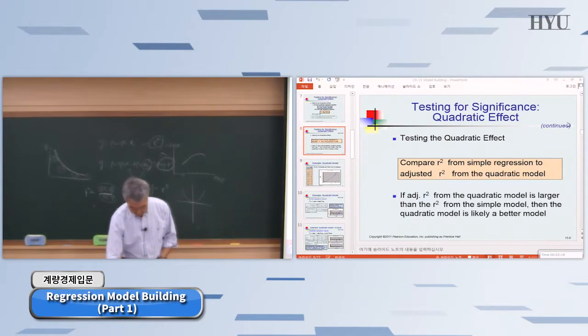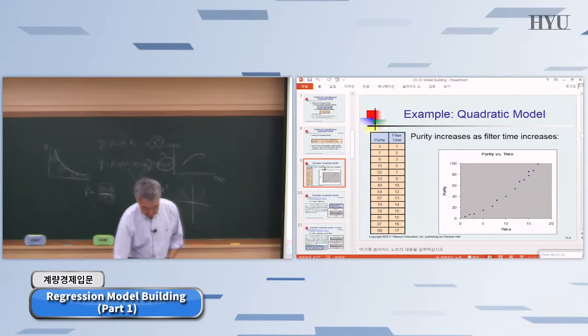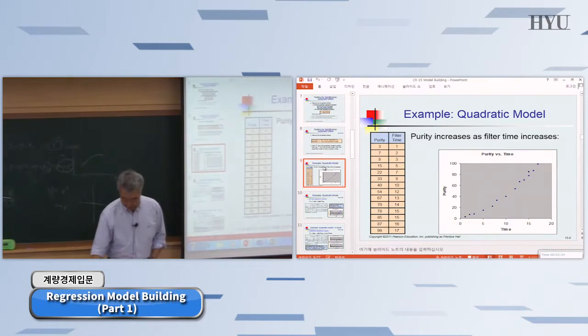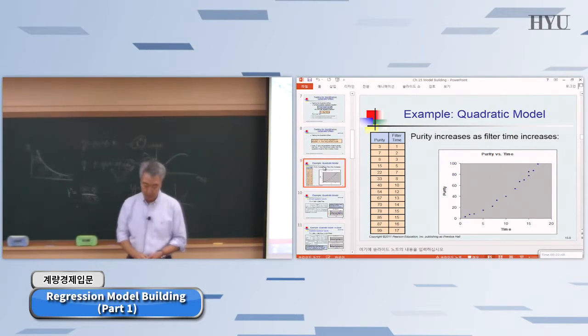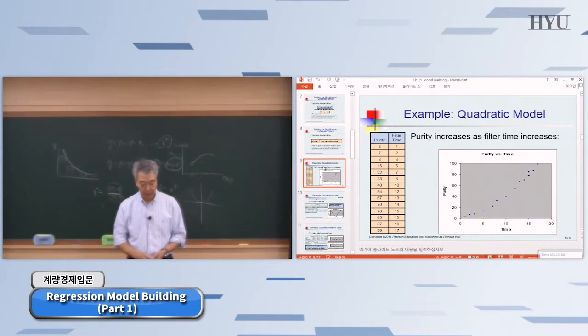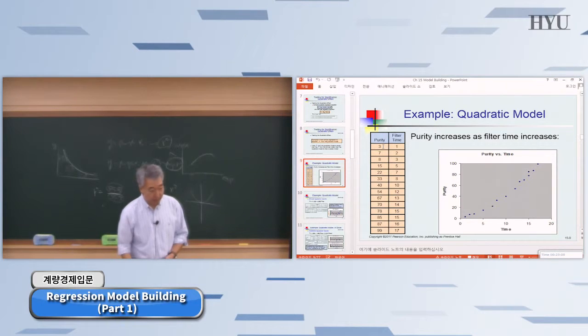And then here's an example. What's going on here? So here's a textbook example of including the quadratic term. Suppose we have some filter, either an air filter or a water filter, and we're trying to find out the relationship between the number of times you filter the water, let's say, and then you measure the purity of the water. What kind of relationship is there between the number of times you filter and the degree of purity?